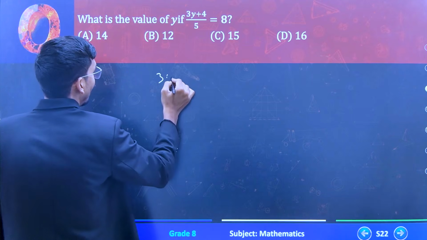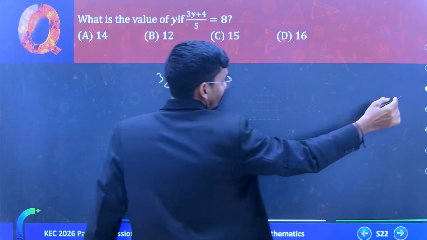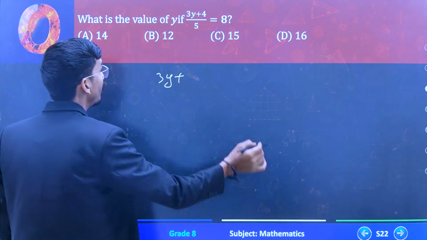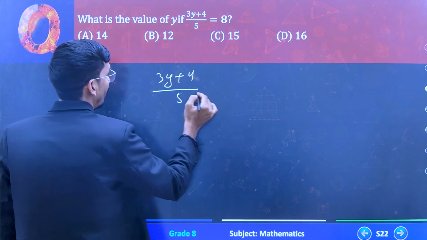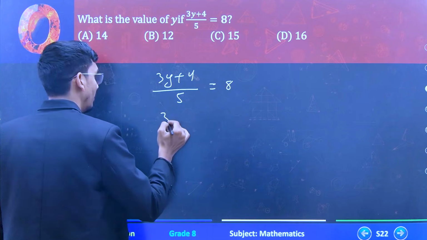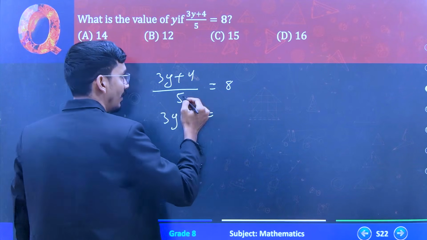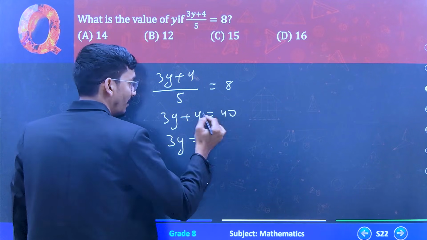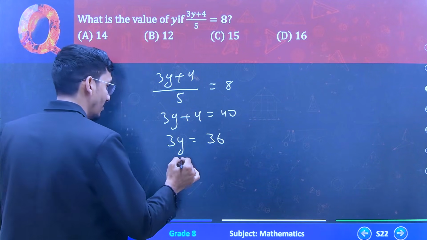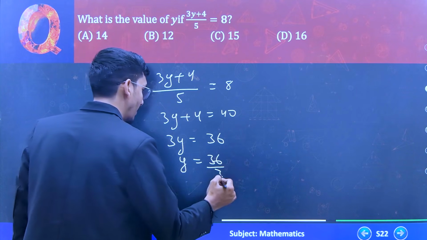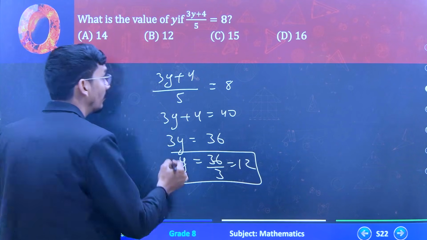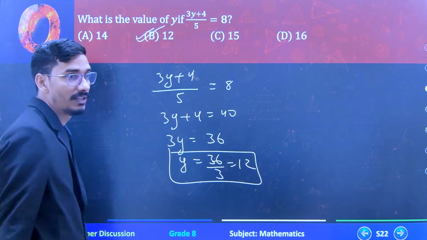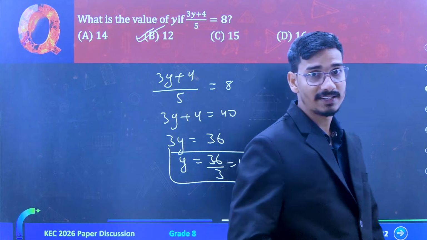Simplify this one, beta. (3y plus 4) by 5 equals 8. Cross multiply. 3y plus 4 equals 8 into 5, that is 40. 3y equals 40 minus 4, 36. So y equals what? 36 by 3, that is 12. So where is 12, beta? In option B.